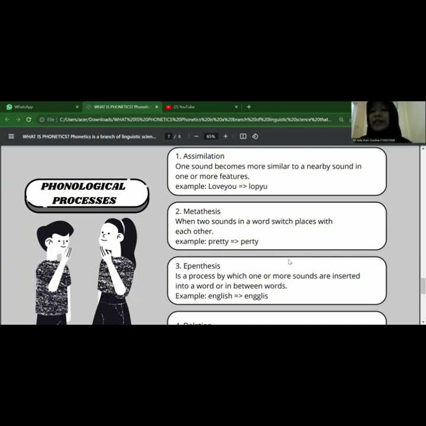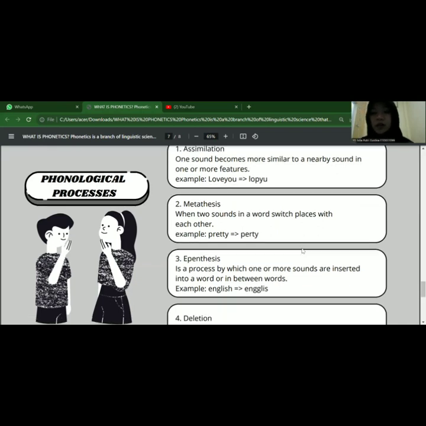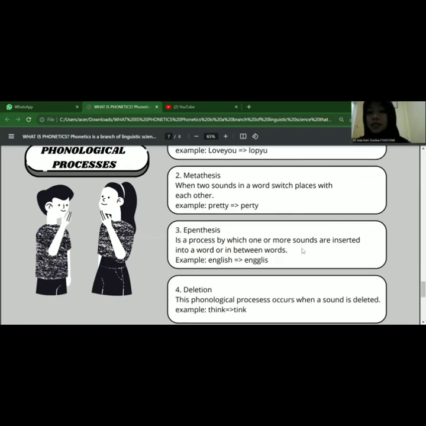into a word or in between words. So actually we add letters in the middle of the word. For example, "English" to be "Englisih". We add letters in the middle of the word. And the last one is the opposite of epenthesis.